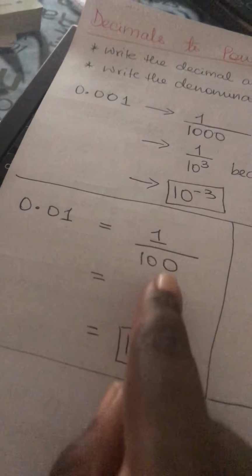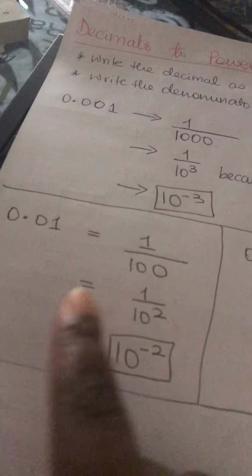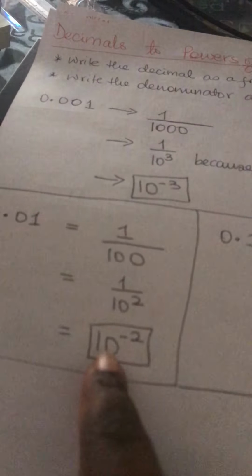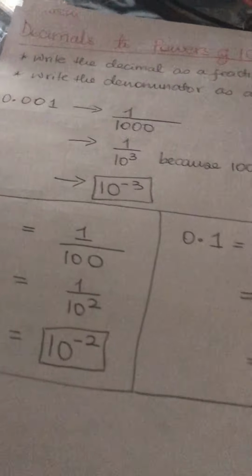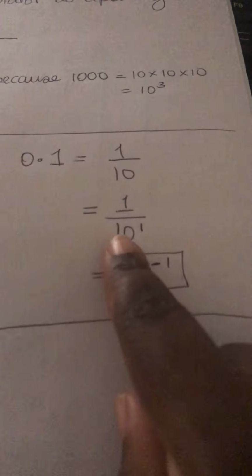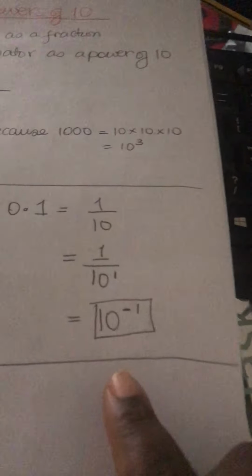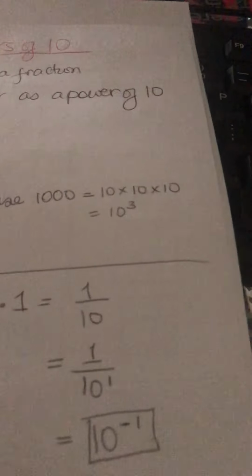The same, I follow the rule. 1 out of 100, because it is 100th, and then 100 is 10 to the second power, and then that becomes 10 to the negative second power, and that is my answer. Okay? And this one is 1/10, so 10 means 10 to the first power, and because this is a fraction, I just write 10 to the negative first power. Okay?